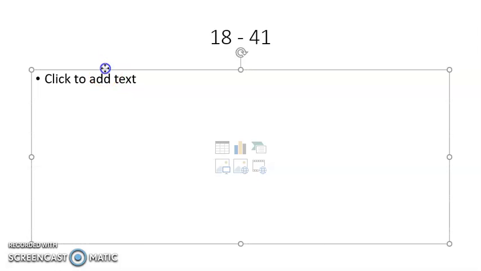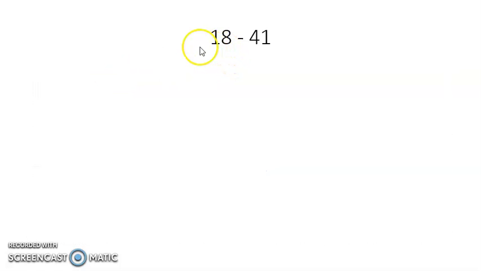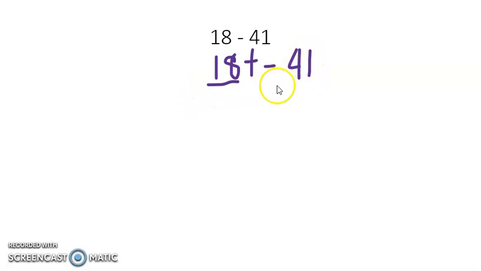All right, let's delete that so I don't have to work over it. 18 minus 41. We're going to rewrite this as an addition problem. 18 plus negative 41. This one's positive. This one's negative. They are different signs, so we're going to subtract 41 minus 18.